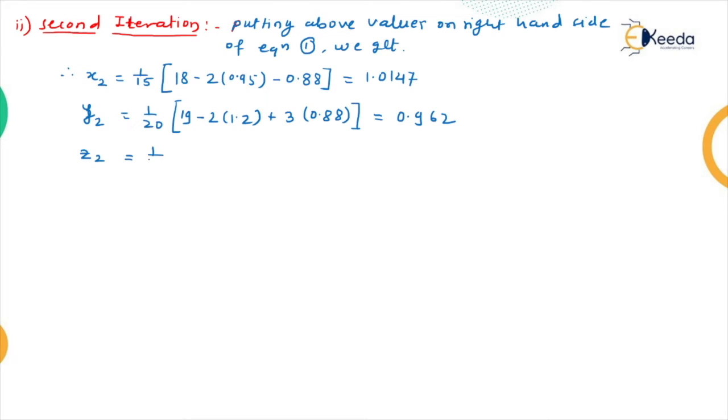Similarly you have to find z2 for the second iteration. So this is 1 upon 25 in bracket, 22 minus 3 into 1.2 plus 6 into 0.95, bracket complete, and we get 0.964. This is the value for the second iteration of x, y, z as x2, y2, z2.